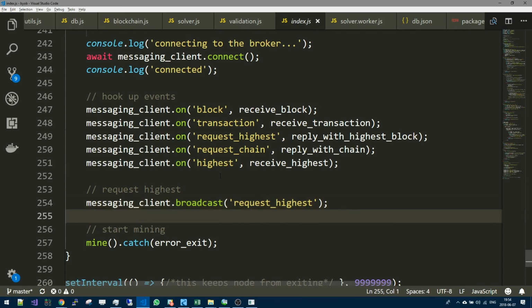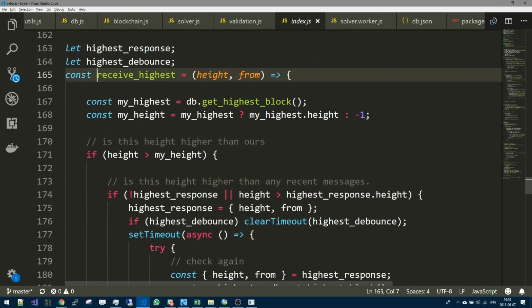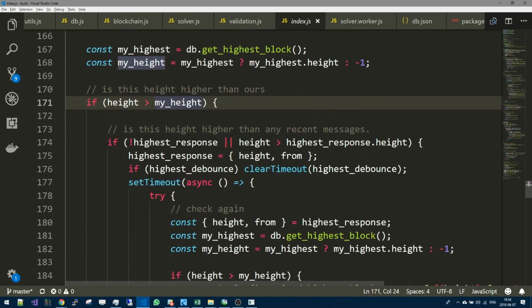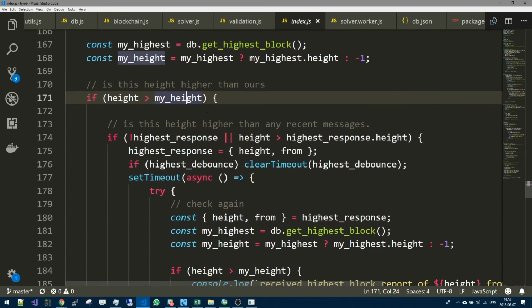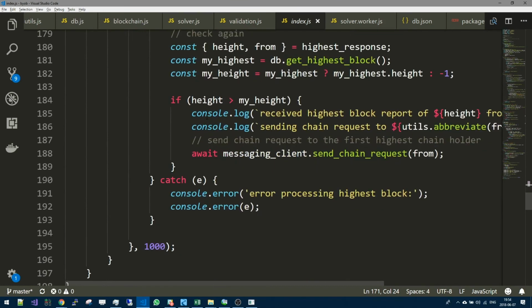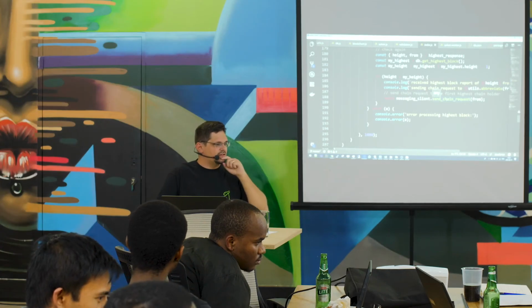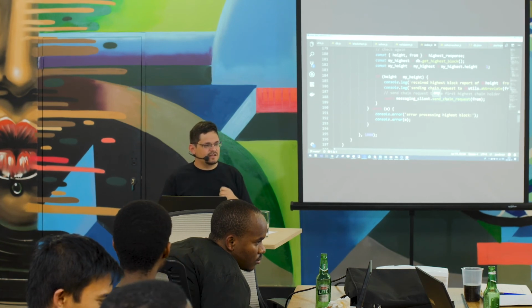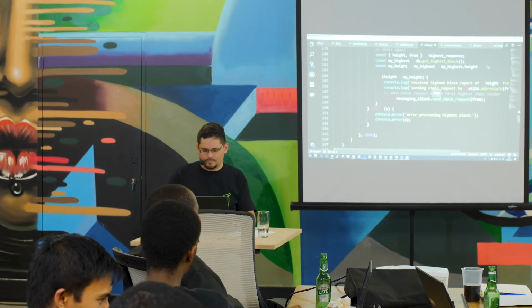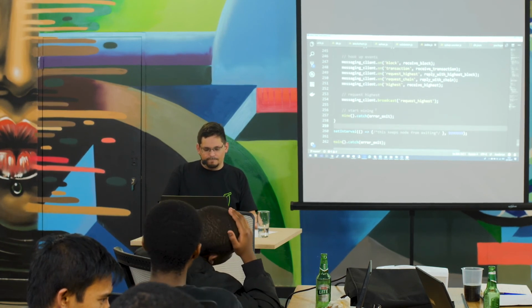And then when it gets that, it's going to check: is that highest block higher than my block? And if it is, this is all a lot of stuff. It's got some debouncing because that's necessary. It might receive 100 responses or whatever, so it needs to check the highest one. What it does is send that node a chain request. So it checks which node has the highest block height, and it tells that node, give me your entire blockchain. But that's getting ahead of ourselves.